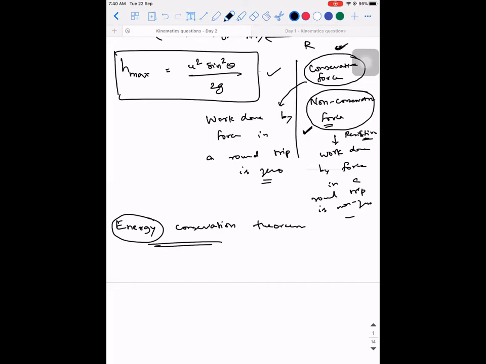Please write it down. If an object is subjected to conservative forces, the total mechanical energy, in the bracket you can write it as kinetic energy plus potential energy, of the system is always conserved.